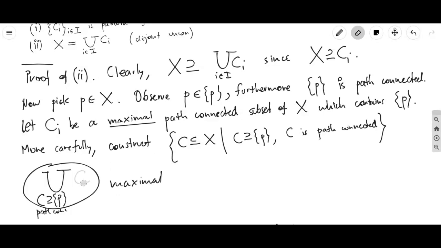The reason why you know it's path connected is because each of these is path connected and they have a point in common. And that's what we proved earlier, right? That was the proof from earlier that if you have sets that are path connected and they overlap, then their union would be path connected. So that's basically what we've shown. Okay, so that's part one, part two.